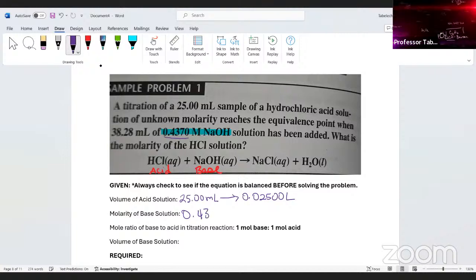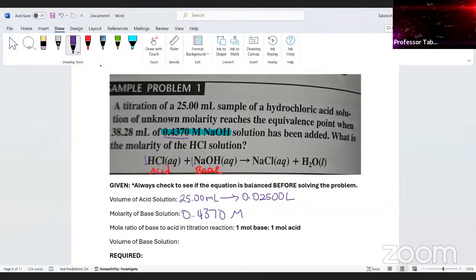Now, let's keep going. The ratio of the base to acid is 1:1. There's an imaginary 1 right here in front of sodium hydroxide. That's why there's a 1:1 right there as well. Okay. The next part, the volume of the base solution. They told us this here as well, the 38.28 milliliters. So we're going to write that in right here also, 38.28. Okay.